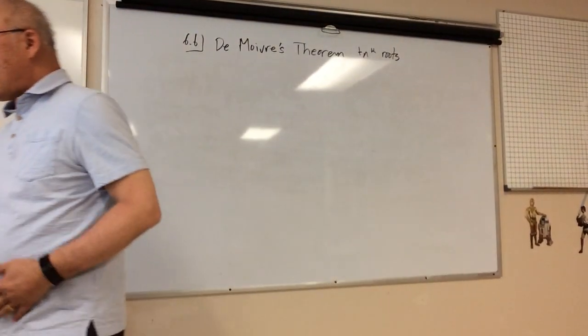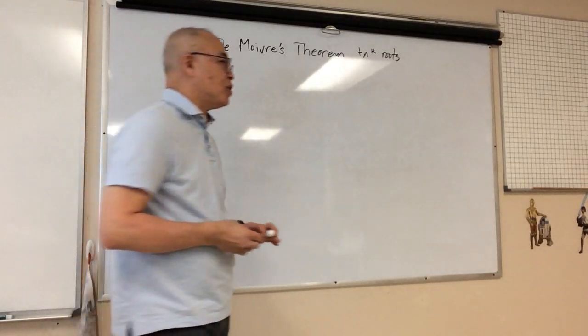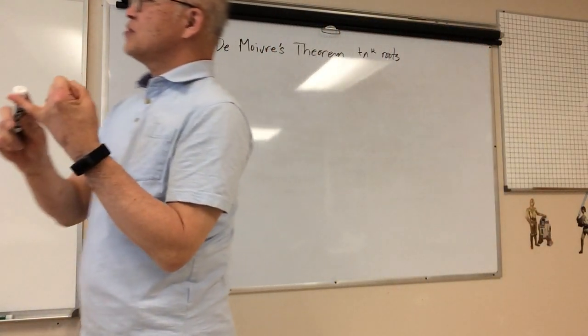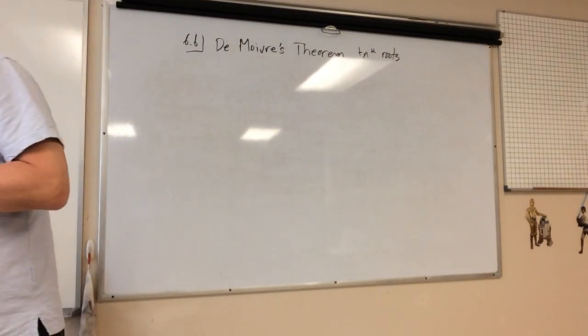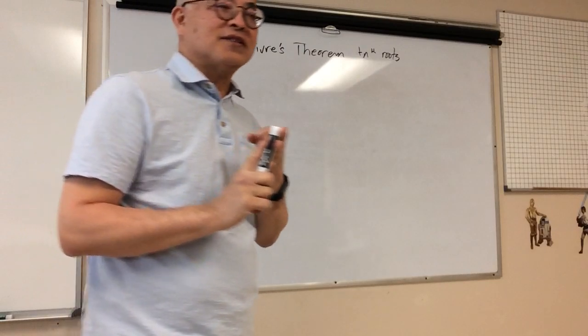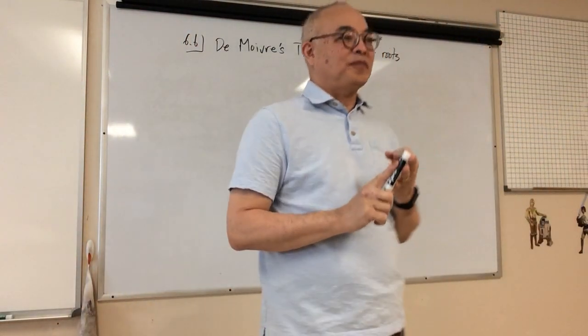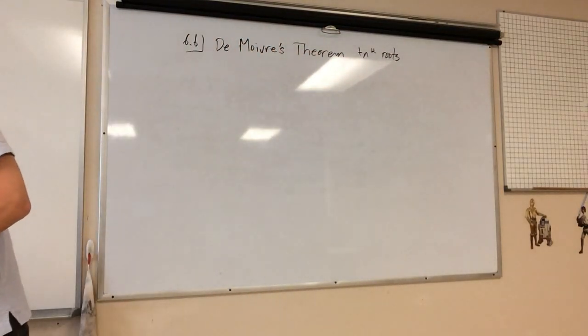De Moivre's theorem and nth roots. So this is where we get to talk about now. We had the vectors, we had the complex numbers, right? And we had the polar coordinates. So we're going to now mix and match these together. Okay. So a little bit of juggling is going to be required here.